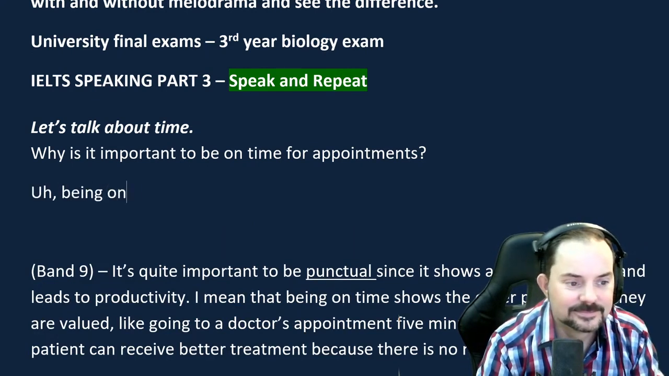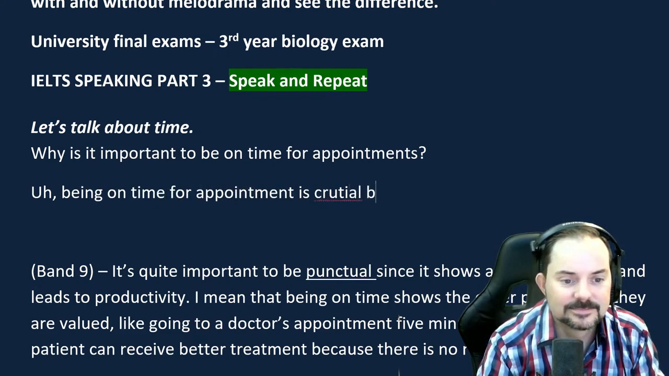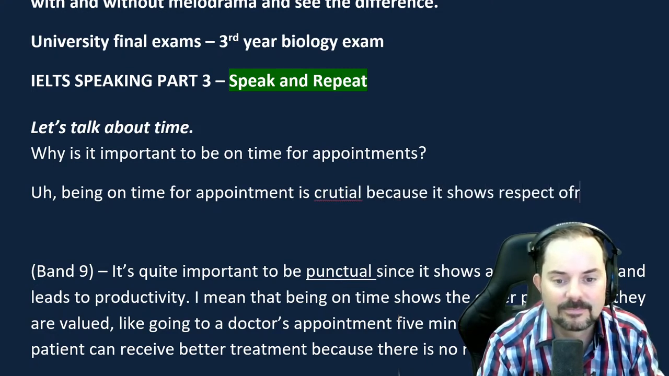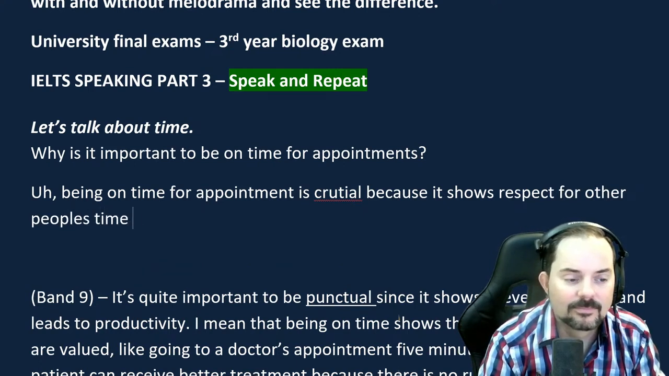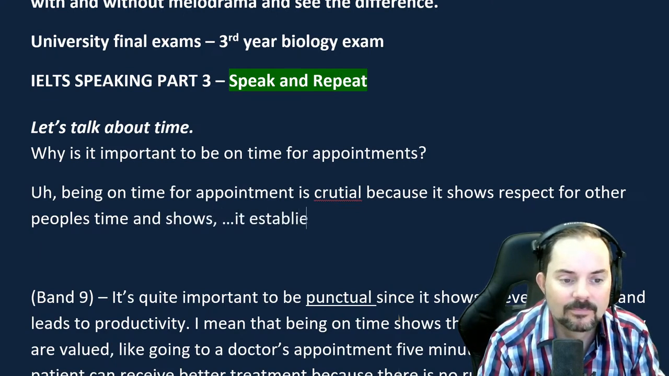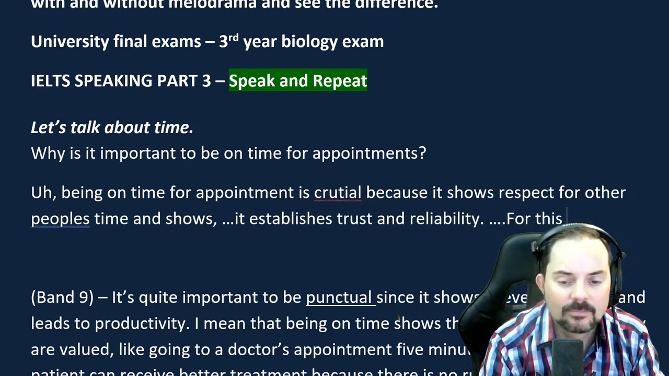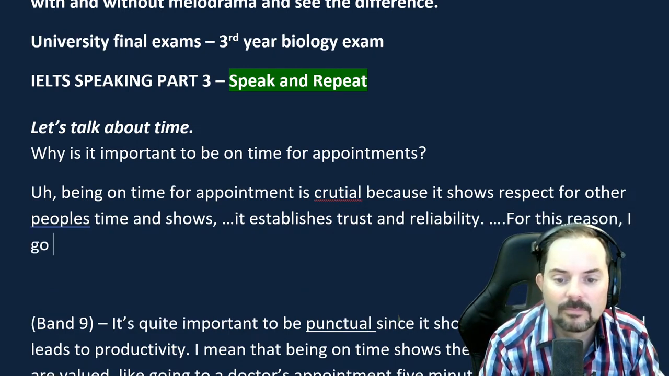Being on time for appointments is crucial because it shows respect for other people's time and demonstrates punctuality and professionalism. It establishes trust and reliability, as it indicates that a person values the commitment and is willing to fulfill his responsibilities promptly. And for this reason, I got early to the interview, as I mentioned in the speaking part too.